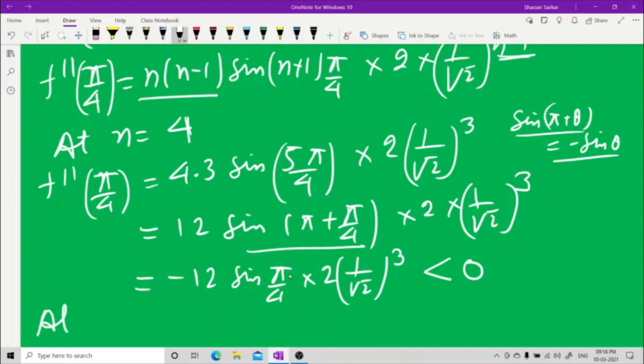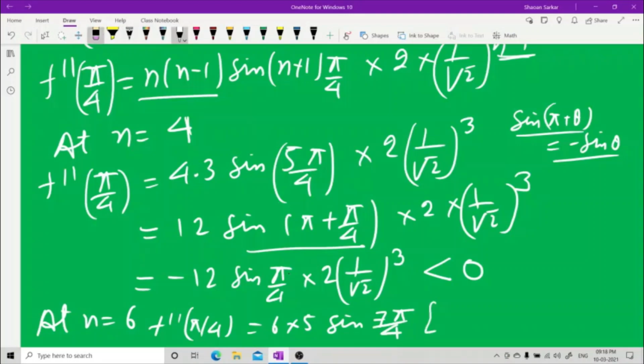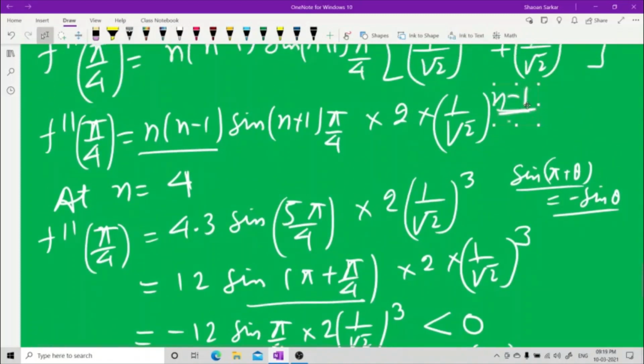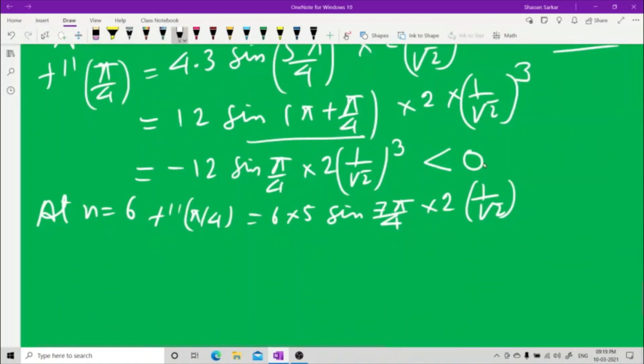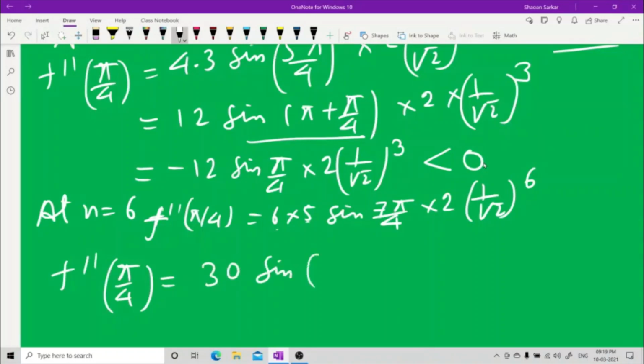Now at n equal to 6, f double dash pi by 4. Now this will be 6 into 5 sine 7 pi by 4, and then this will be 2 times into 2 times 1 by root 2 to the power of n minus 1, that is 7 minus 1, that is 6. So f double dash pi by 4 is equal to 6 into 5 is 30 sine, and you have this as 7 pi by 4.